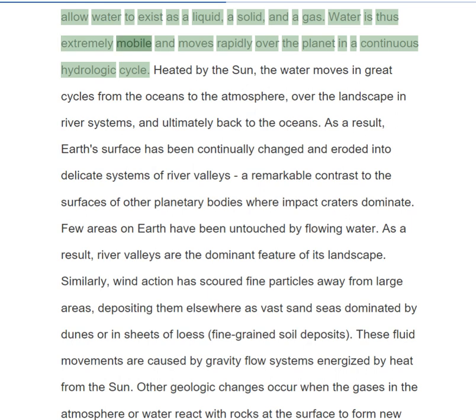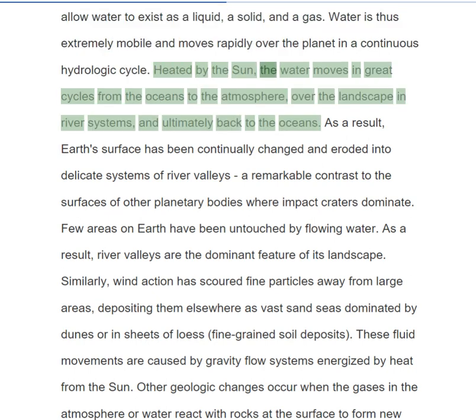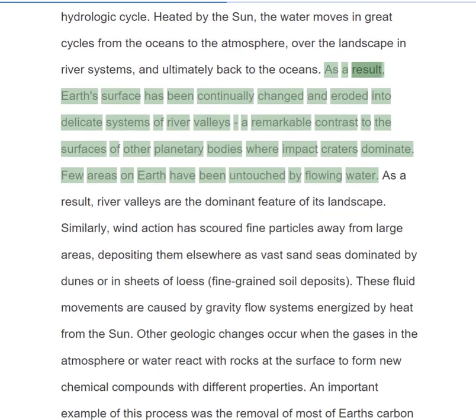Water is thus extremely mobile and moves rapidly over the planet in a continuous hydrologic cycle. Heated by the Sun, the water moves in great cycles from the oceans to the atmosphere, over the landscape in river systems, and ultimately back to the oceans. As a result, Earth's surface has been continually changed and eroded into delicate systems of river valleys, a remarkable contrast to the surfaces of other planetary bodies where impact craters dominate.